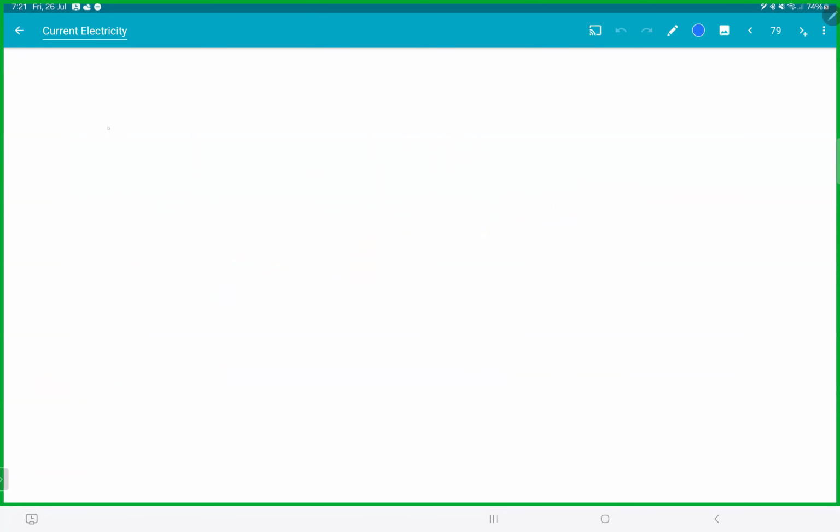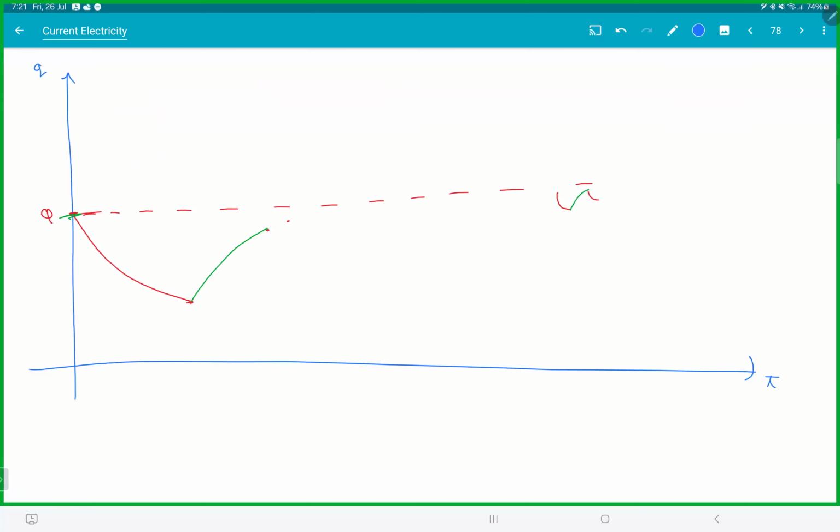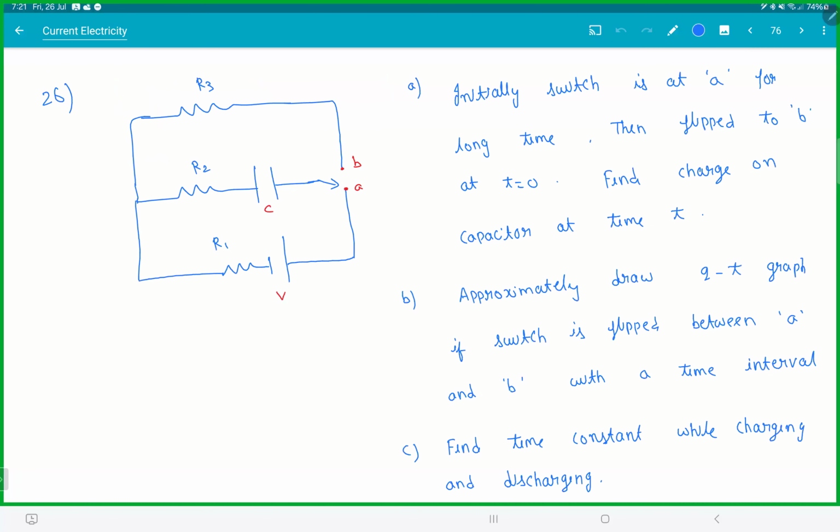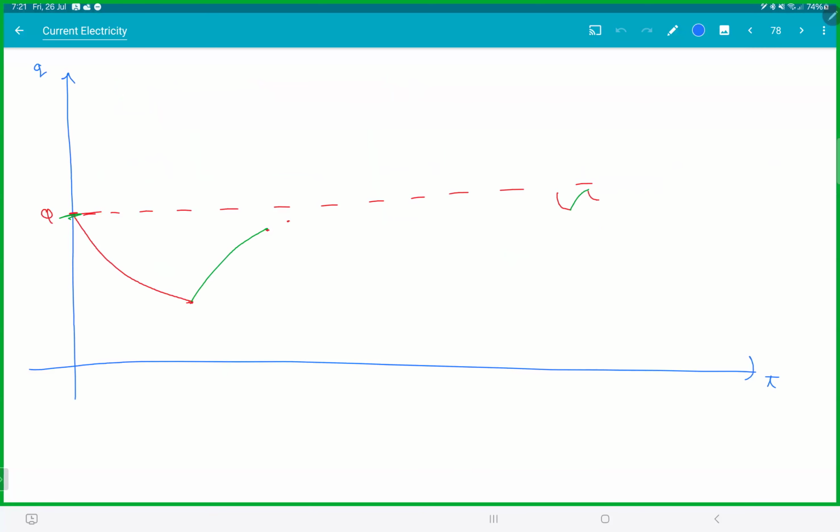So let's say initially when you're charging, let's check the time constants as T1 and T2, na? And time interval as T. So let's see what happens. So T is less than T1, T2 or more than T1, T2? Let's say the time interval is much smaller. Let's do it for a very small time interval.